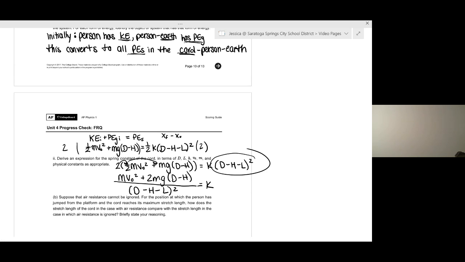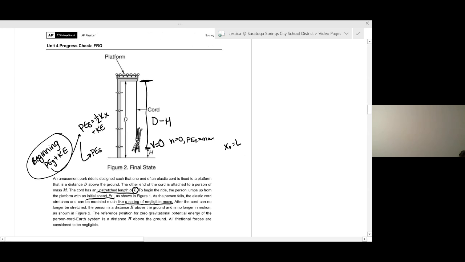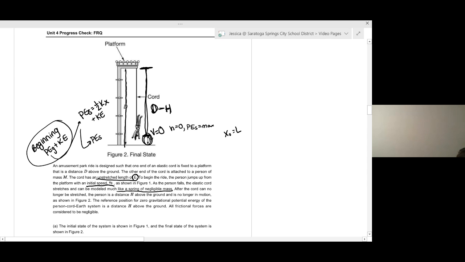Okay. Again, this triple subtraction here comes from the fact that the x in the spring potential energy equation is really the change in length. The initial length of the spring was L. According to the diagram, the new length of the spring is this distance here, the cord, which we already said was d minus h. So this total length d minus this little bit here. So that's where that triple subtraction comes from.